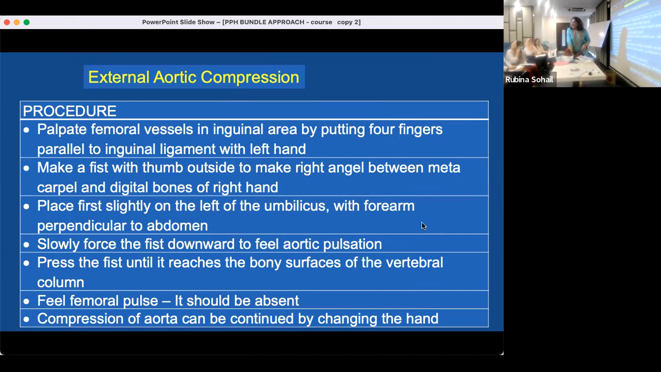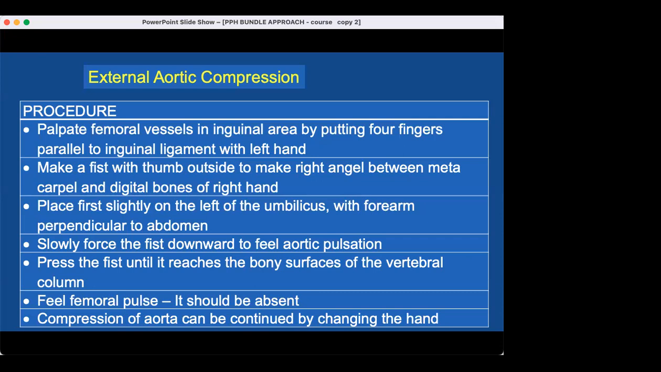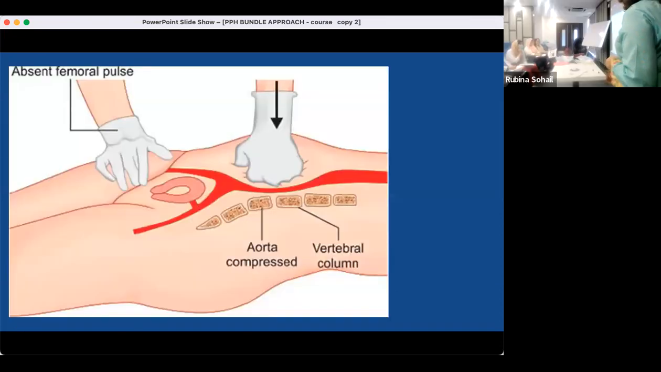Compress till the time you reach the vertebral column and you feel the vertebral column, and on the left side the femoral vessels disappear. So this is the method of giving aortic compression. Or isme aortic compression ka jo basic trick hai wo ye hai ki the pulsation should vanish. Only then you will think that your aortic compression is successful. Yes, dikhayi hai at the level of the aorta before its bifurcation, one hand is in the form of a fist and it is pressing the aorta against the vertebral column, and the other hand is checking the femoral pulse which should be absent.